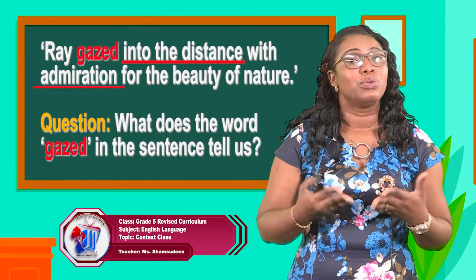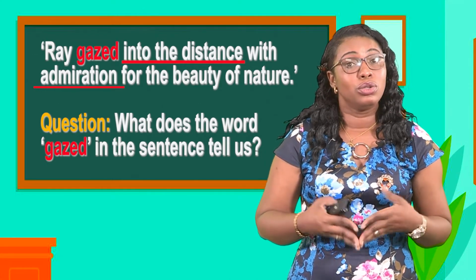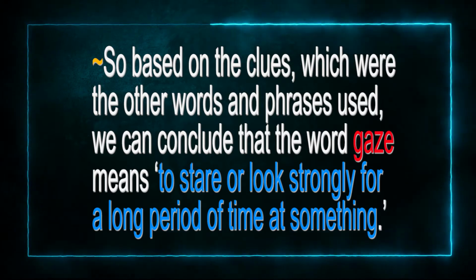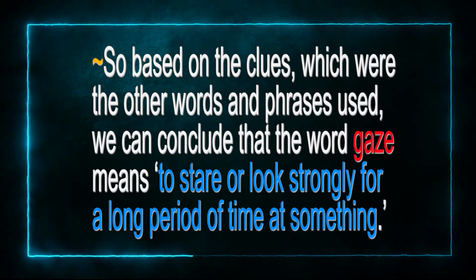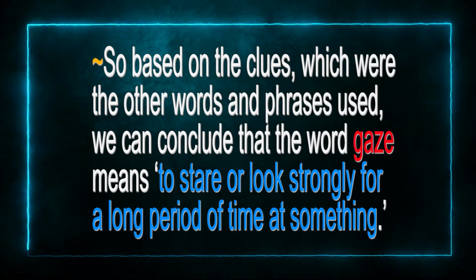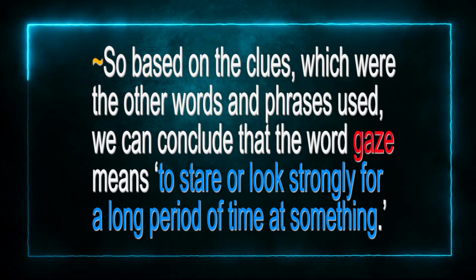Admiration implies that it was something beautiful. Think about you admiring something. You admire something when you think it's beautiful. So yes, when we look at something in admiration, or we admire something, we stare for a period of time. Sometimes our eyes don't even blink. So based on the clues, which were the other words and phrases used, we can conclude that the word gaze means to stare or look strongly for a long period of time at something.